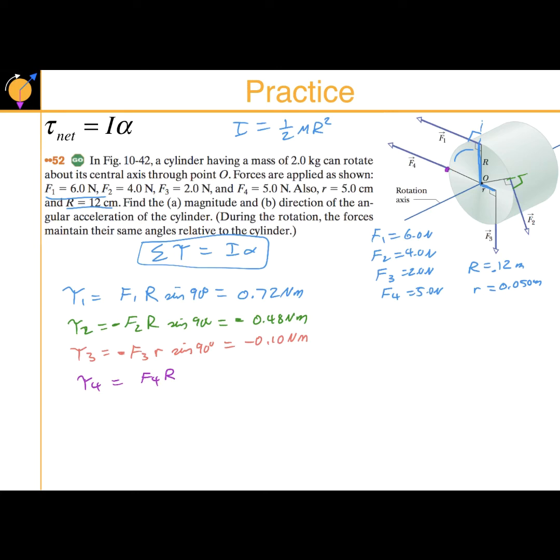For the fourth torque, the difference with this one is that it's F4 and it's R, but you'll notice that the fourth torque here is pointing in the same direction as R. So its angle is 180 degrees. So this is actually going to be a sine of 180 degrees, which is 0. This is not exerting any torque.